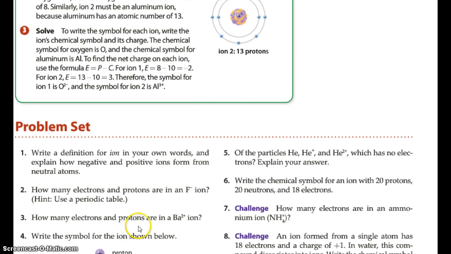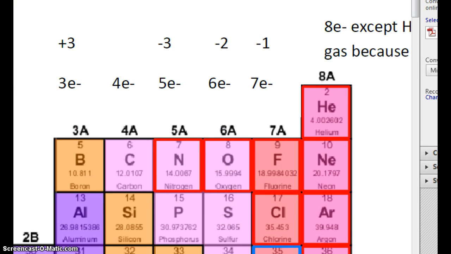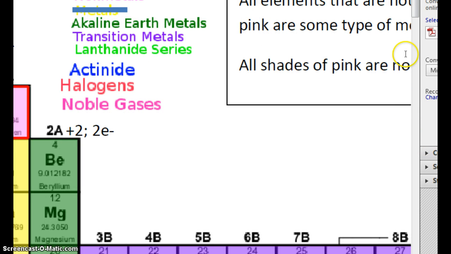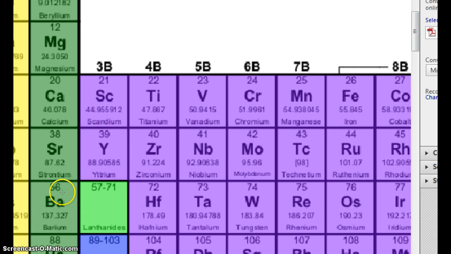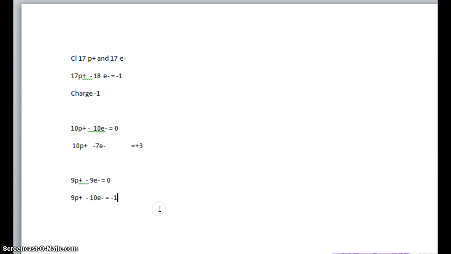How many electrons and protons are in a barium ion? All right, so we have to find barium on our periodic table. And it's right down here. So how many protons and electrons does it start with? It starts out with 56 of both. All right, so I start out with 56 protons minus my 56 electrons, and I start out neutral.